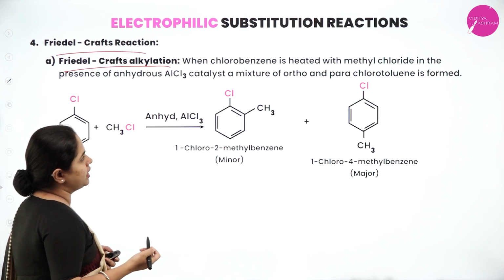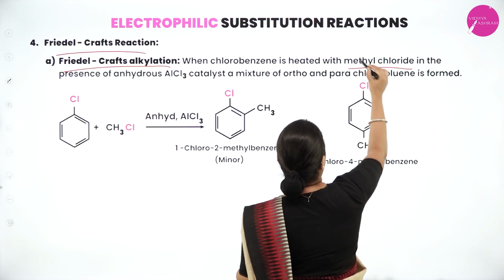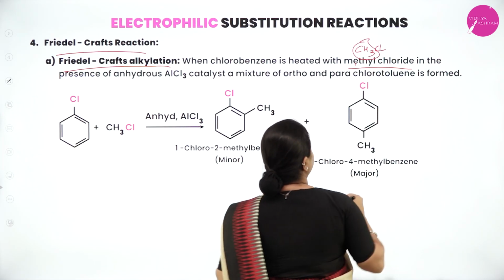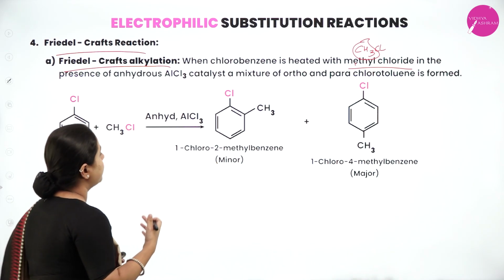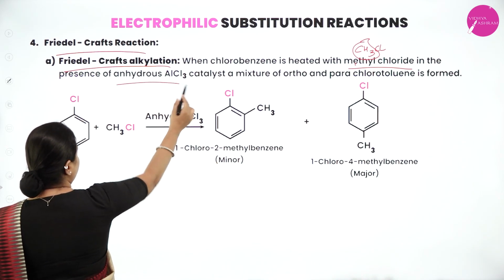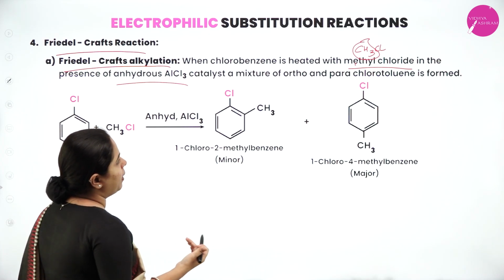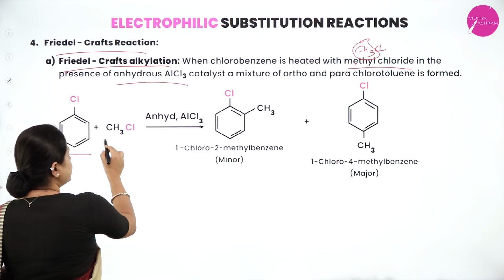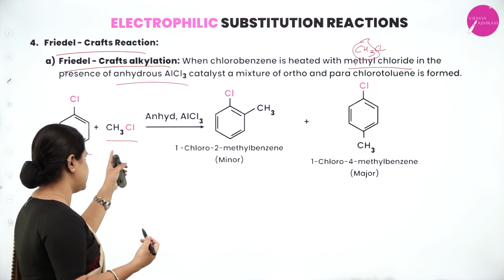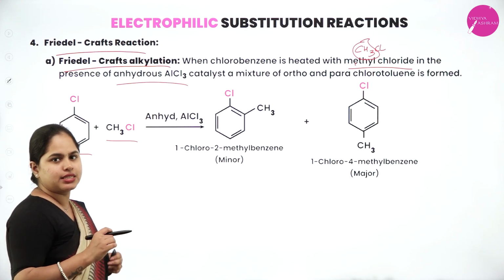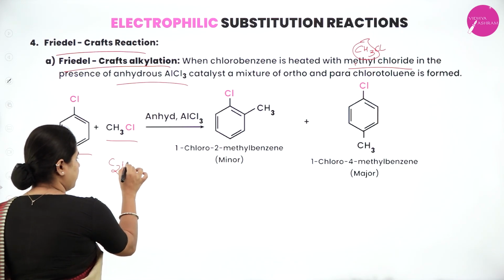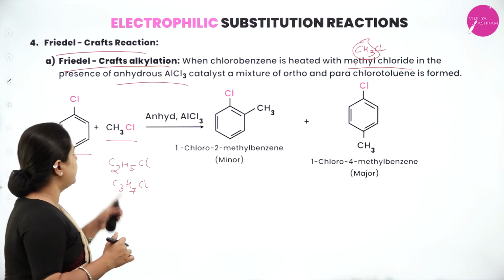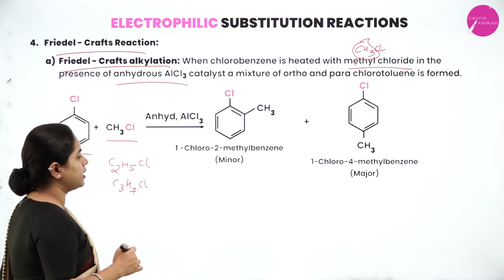So when chlorobenzene is heated with methyl chloride. What is methyl chloride? CH3Cl. So in the CH3Cl, this CH3 is your methyl group, which is the alkyl, right? In the presence of anhydrous aluminum chloride catalyst, a mixture of ortho and para chlorotoluene is formed. So this is chlorobenzene, to which we are adding any alkyl chloride, not necessarily methyl chloride. I have taken the example CH3Cl. It can be C2H5Cl. It can be C3H7Cl, any alkyl chloride. Here I have taken methyl chloride in presence of anhydrous aluminum chloride.